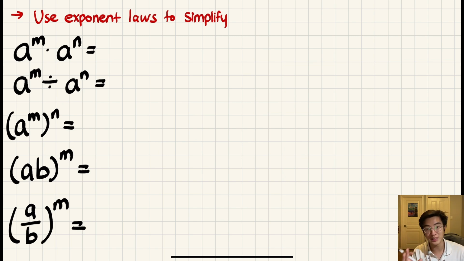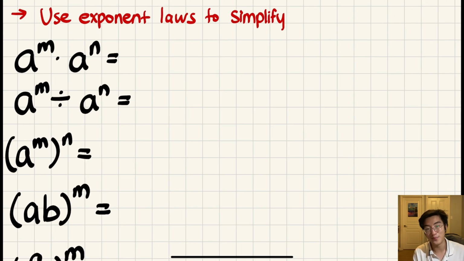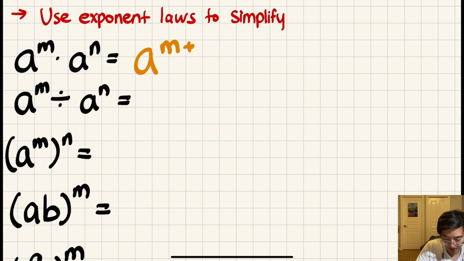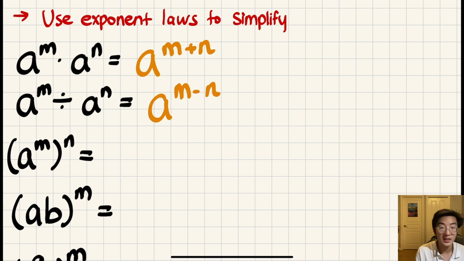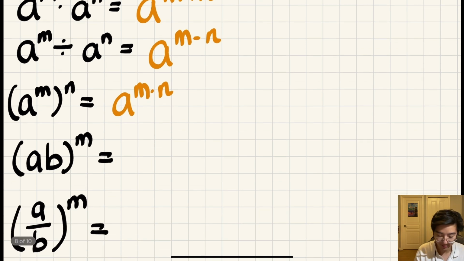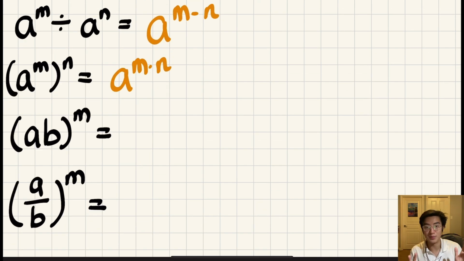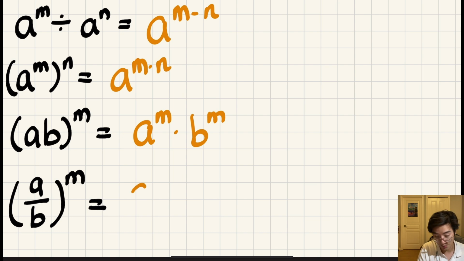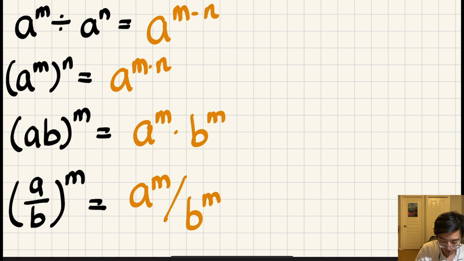Alright, so again, this only works if they're the same base. If we multiply the same base with different exponents, we add the exponents. If we divide, then we subtract the exponents. If we have the exponent of an exponent, we multiply them together. Next, if we have two different bases under the same exponent, then the exponent applies to both bases. So ab to the power of m is just a to the power of m times b to the power of m. And similarly, the same logic applies for a fraction or division: a to the power of m over b to the power of m.